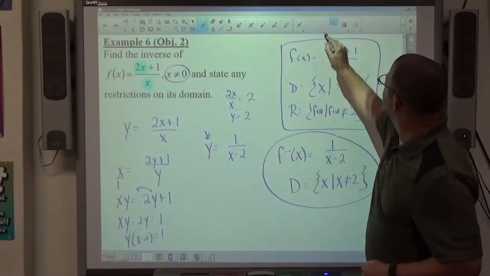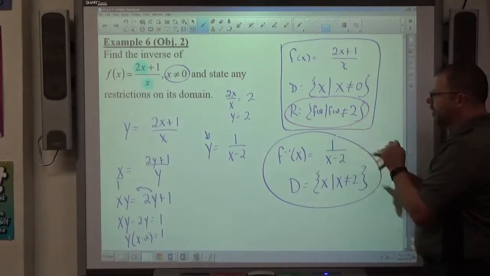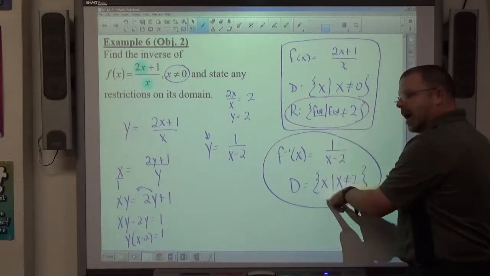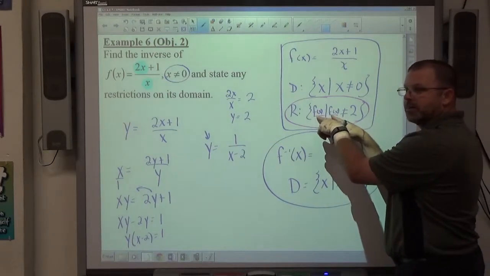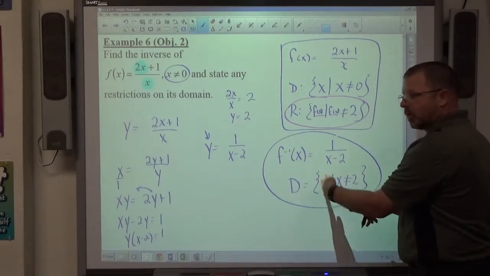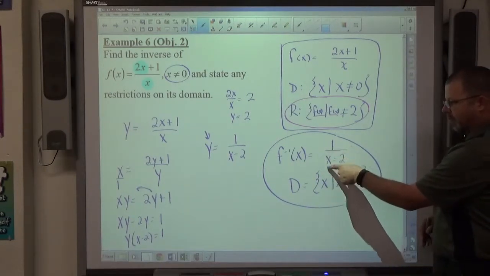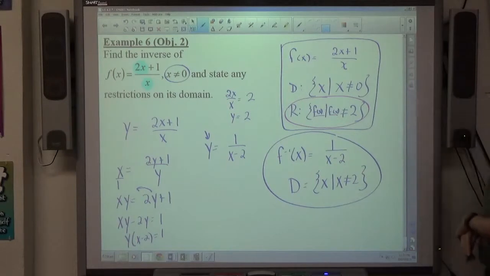Now again, if you take a look at the range here, this is the range. Notice that I changed f of x into x because f of x is like y, right? In an inverse function, x's and y's swap places. So this x is not allowed to equal 2. Obviously in the function we got 1 over x minus 2, so x is not allowed to equal 2. That verifies the fact. So that's kind of what you want to do here.